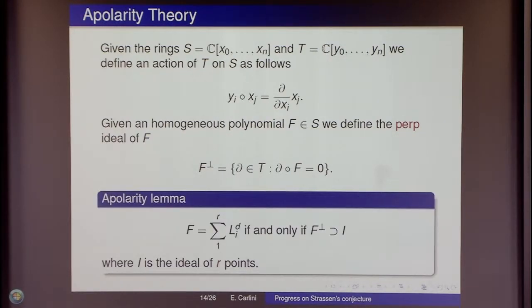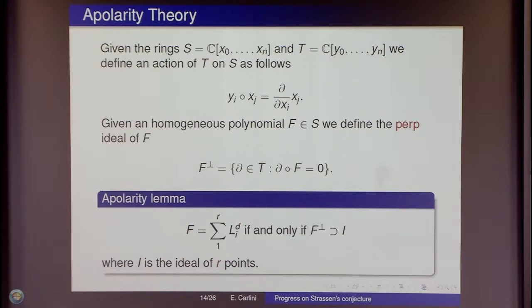which is telling you that you can write F as a sum of R powers of linear forms if and only if inside F perp you have a very special ideal, which is the ideal of a set of R points. And this basically means that you have your R points and you have all the polynomials vanishing at them, and they form this nice ideal I. And this is the sufficient and necessary condition to know if you can write F as a sum of powers of linear forms, exactly in the number of R.